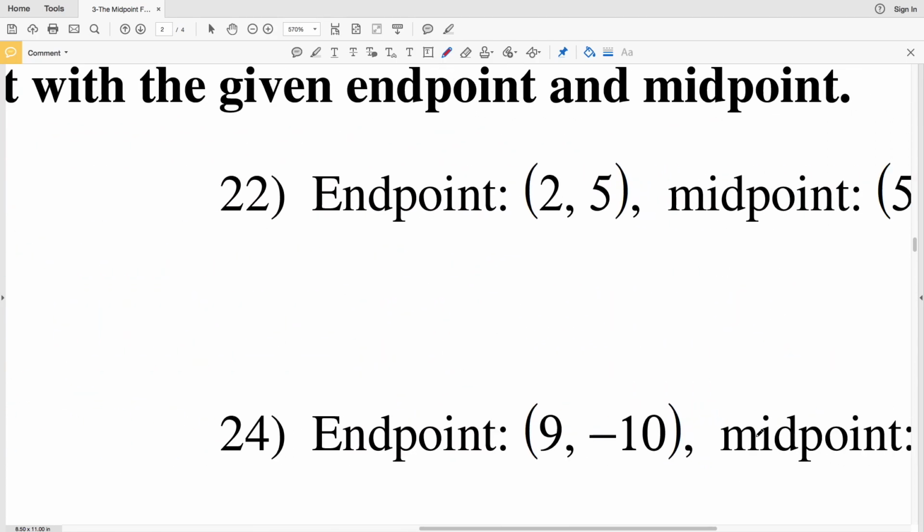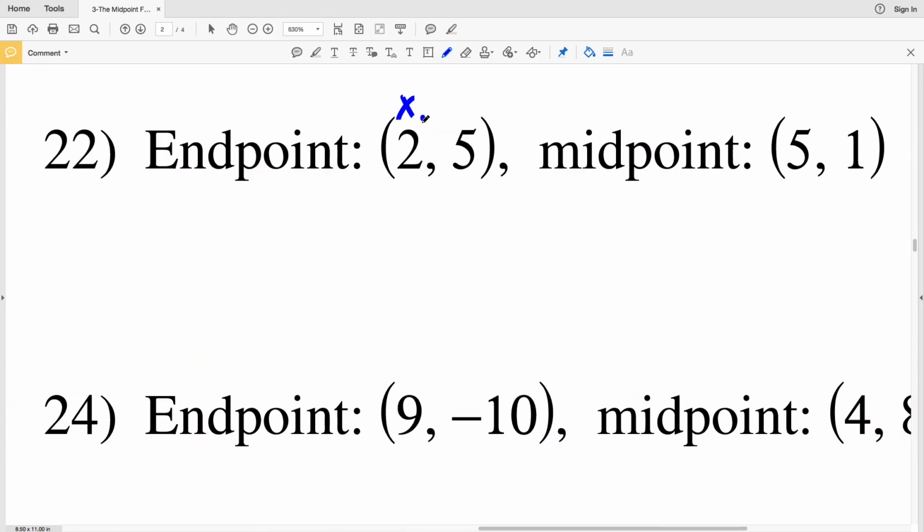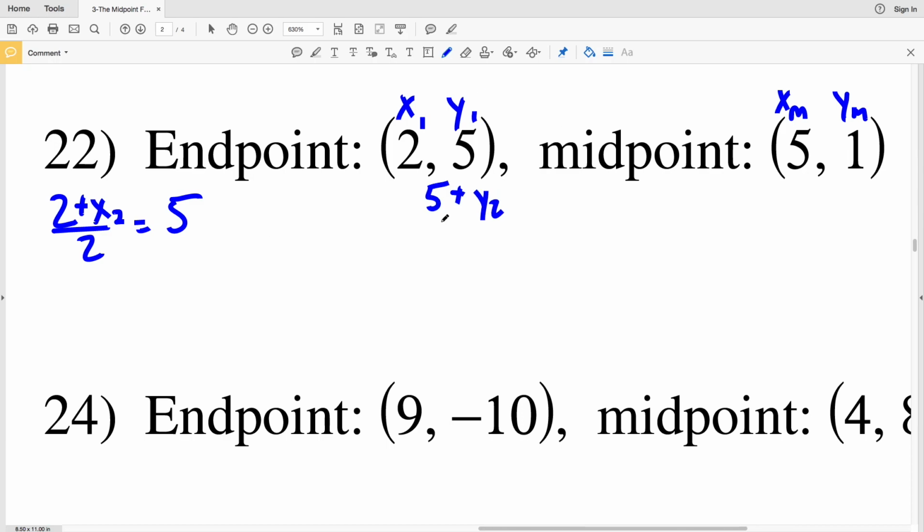Moving on to number 22. I have my endpoint, so x1, y1, and then I have my midpoint, x sub m, y sub m. So I'm going to have 2 plus x2 divided by 2 will give me the x-coordinate of my midpoint, which we know is 5. I'll also have y1, 5, plus y2, our unknown, and if we divide that by 2, we'll get the y-coordinate of our midpoint, 1.